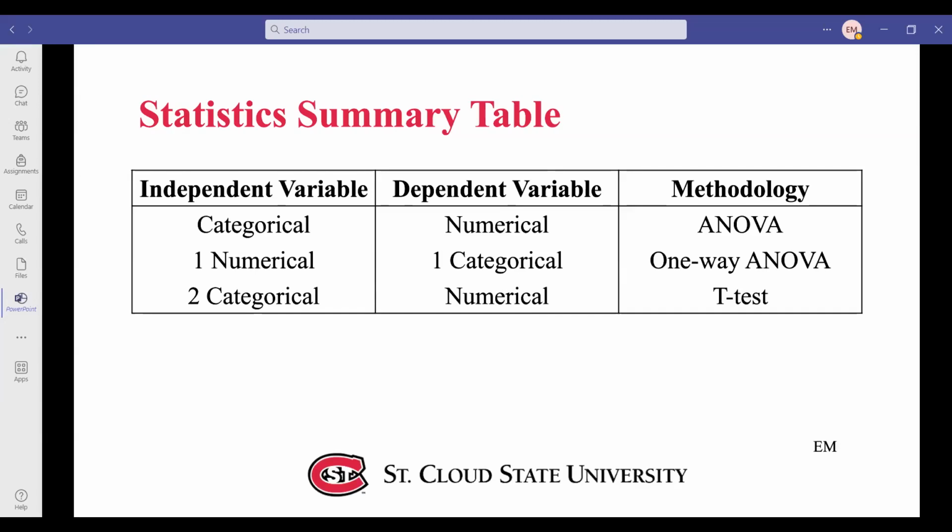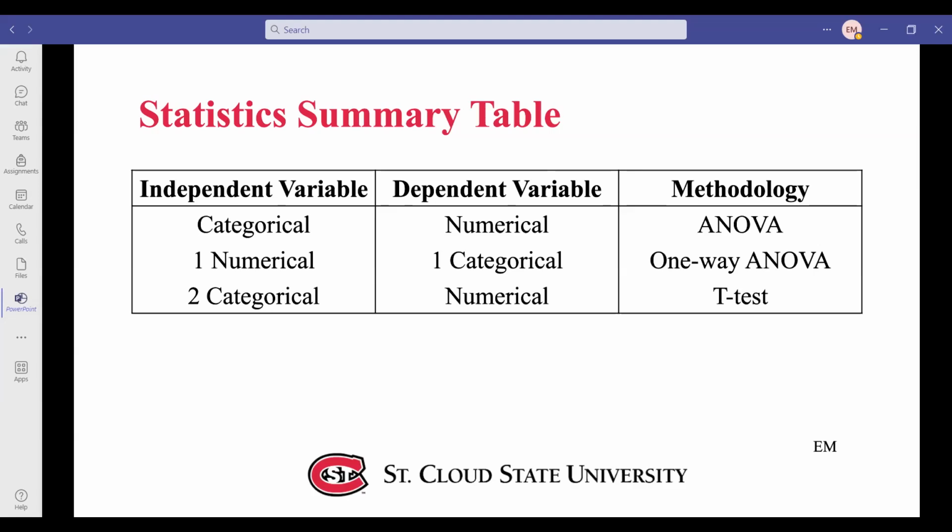So let's start with the first row. If our independent variable is categorical, let's say, for instance, we have gender. Gender is a categorical variable because it has two terms: male and female. And then we have a numerical dependent variable, which is all numbers and it's continuous. Then our methodology will be ANOVA, right?